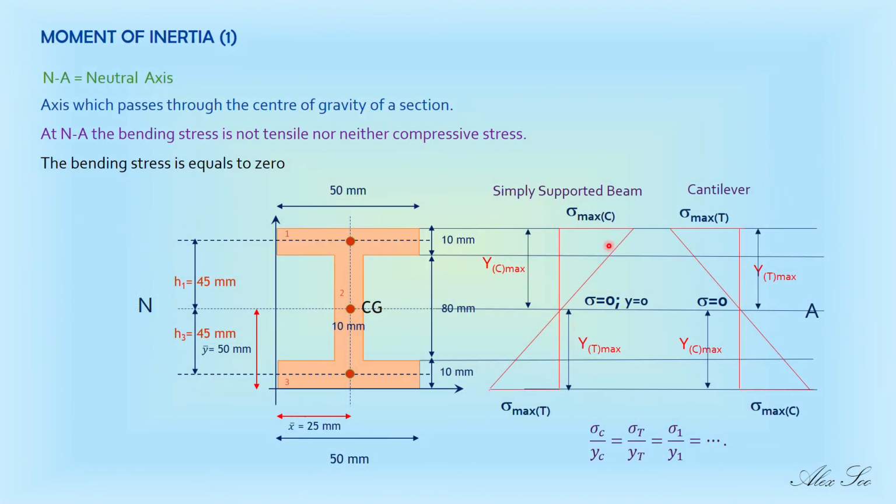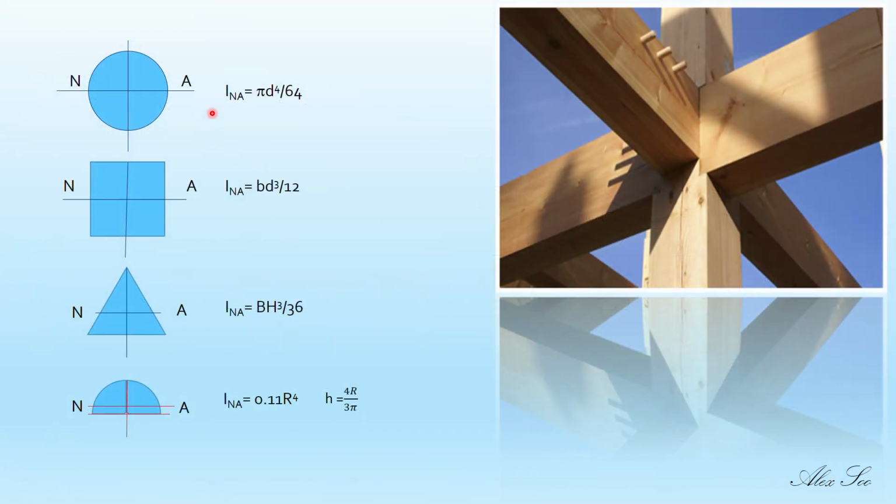So that is the bending stress, and I have given you the standard formulas for circle, square or rectangle, triangle, and hemisphere. These are the second moment of area for each cross section here, but most of the time we will only be using circles and rectangles.